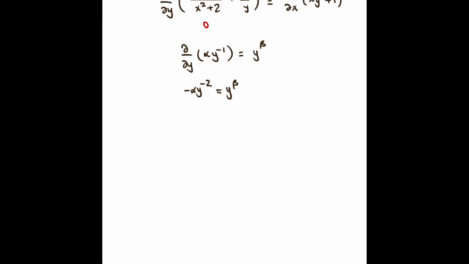So now we have this equation, and we want to pick values of alpha and beta such that this equation is equal. So we can choose alpha as -1 and beta as -2, and then we end up getting y to the -2 equals y to the -2. So these values of alpha and beta will make the equation exact.